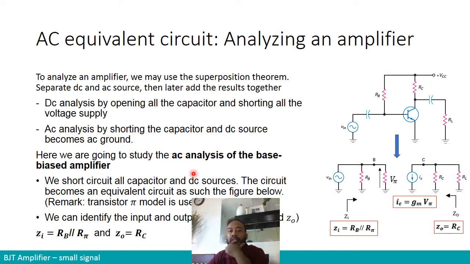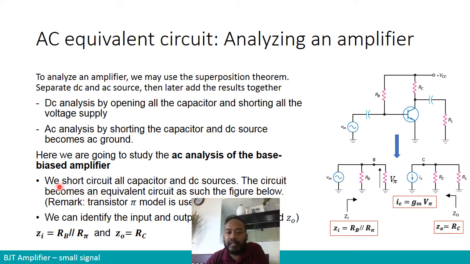So here what we're going to do is study the AC analysis of the base bias amplifier. So this is a base bias amplifier, right? We have VCC, we have RB. This is a base bias BJT. It is an amplifier. We have V input, which is the AC. So this is exactly the base bias amplifier.